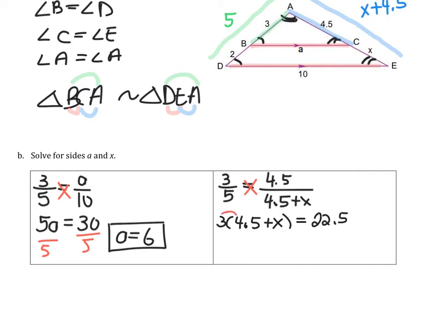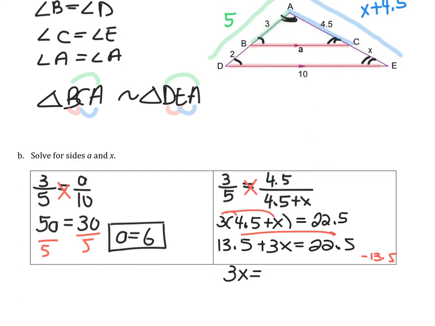Now I can distribute the 3 in. 3 times 4.5 is 13.5. 3 times x is 3x. And now we can solve our linear equation by bringing the 13.5 over. When we do that, we end up subtracting. Remember opposite signs, please. And when I do 22.5 minus 13.5, I get 9. Now we can do that final step of dividing out the 3 to get an x value of 3.